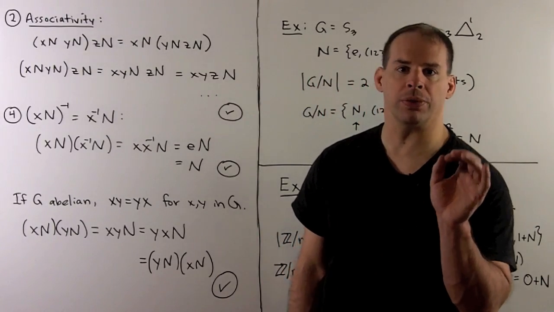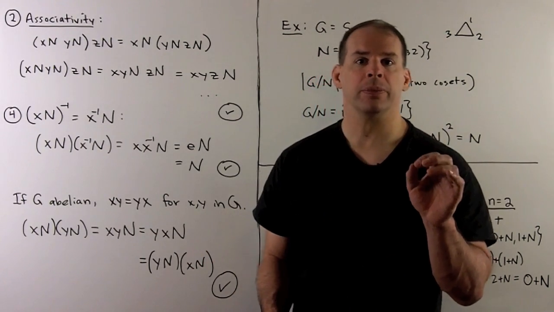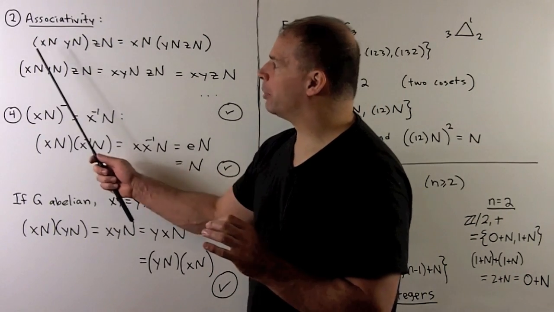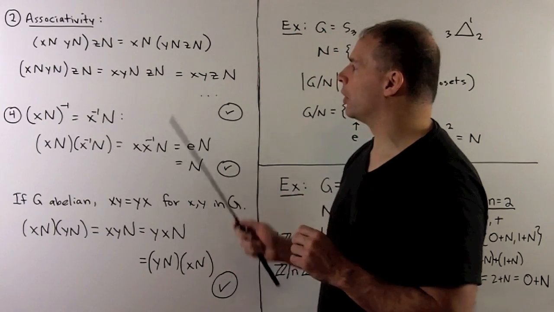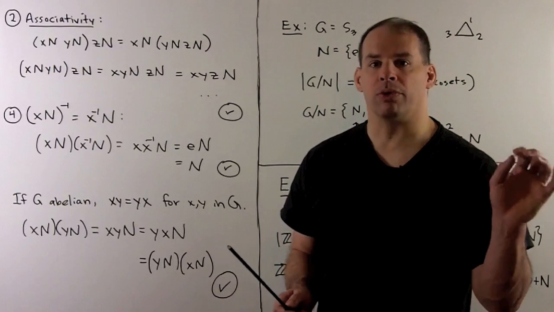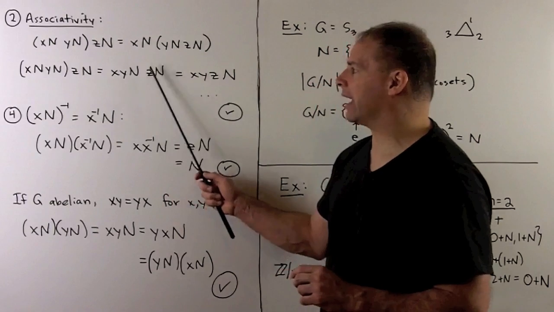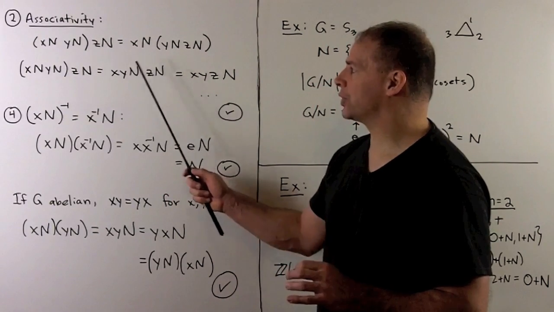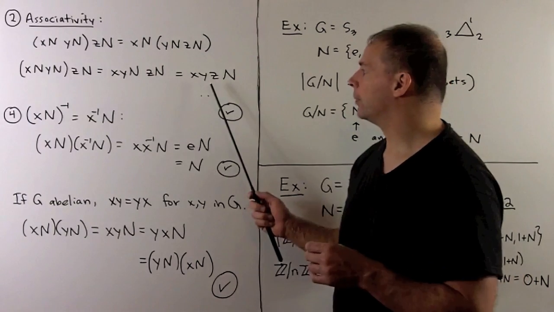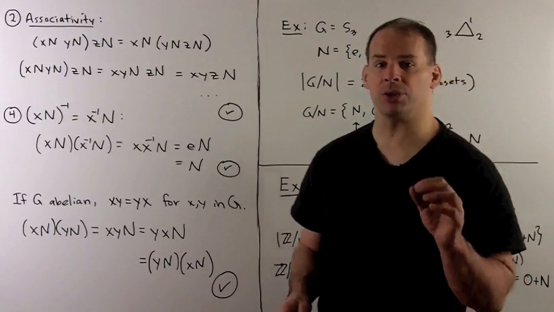Property 2, which we showed third, is associativity, which we essentially inherit from the group G. If we want to show it, we take three cosets and show that if we multiply the first two and then the third, it's the same as if we multiplied the last two and then the first. Here we're just going to use our rule for multiplying cosets. If I take xn times yn, that's the coset xyn. If we multiply this by zn, this is coset times coset, so our rule applies again. So we get xyzn. If we do this to the other side, we get xyzn again, so we have associativity.